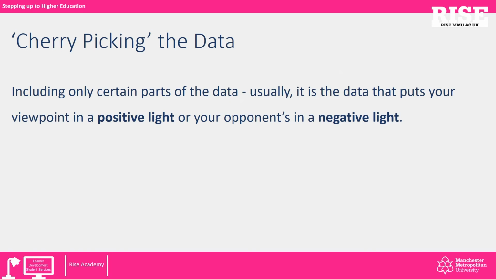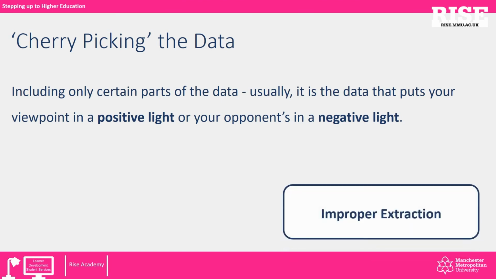What do I mean by cherry picking the data then? This is where you include only certain parts of the data. Usually it's the data that puts your viewpoint in a positive light, or your opponent's in a negative light. It's not technically wrong data, but it is definitely misleading. This is often called improper extraction, when only a certain chunk of the data is included. I guess you could also call this tactic omitting data, when some of the key data is just left off the graph. Both of these tactics are things that you want to avoid.